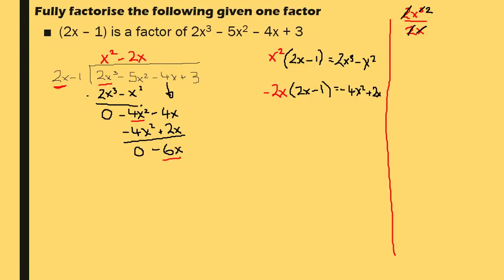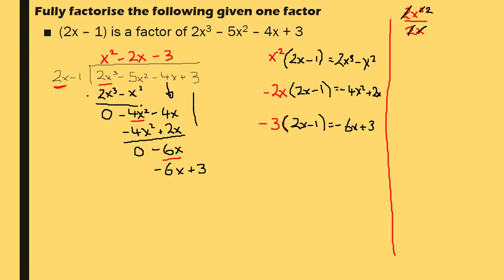So how many 2x's are in minus 6x, or what would multiply 2x to get minus 6x? I'm going to get minus 3. And then I'll do minus 3 times my 2x minus 1 again. And that'll give me minus 6x, and minus 3 times minus 1 is plus 3. I'm going to write this in down below, so minus 6x plus 3.